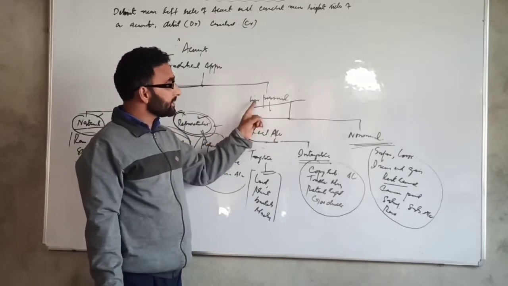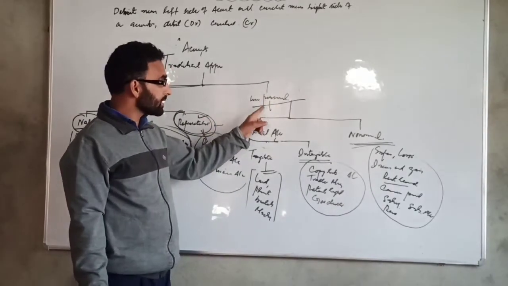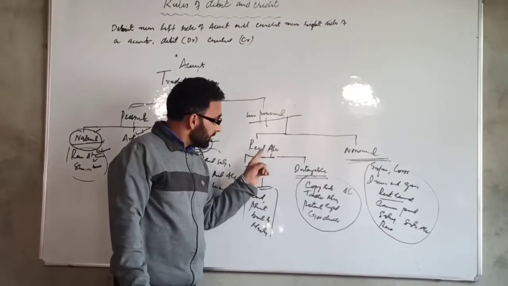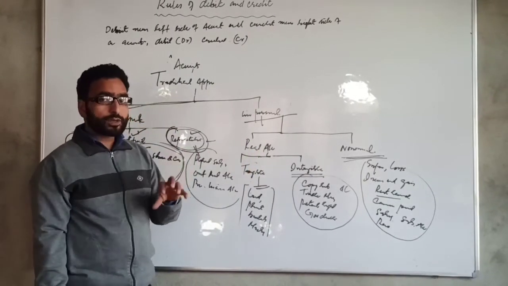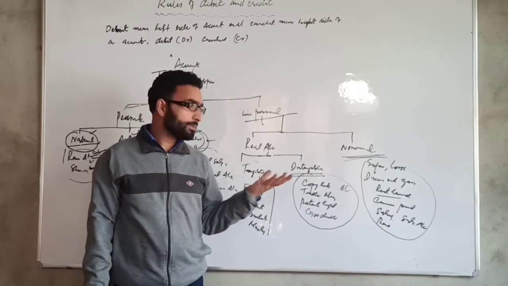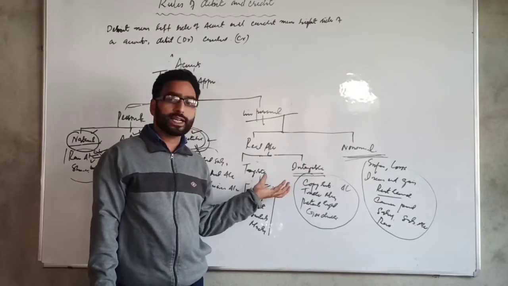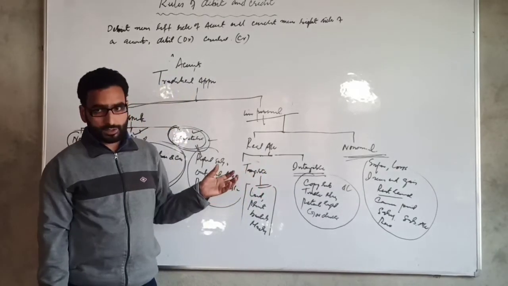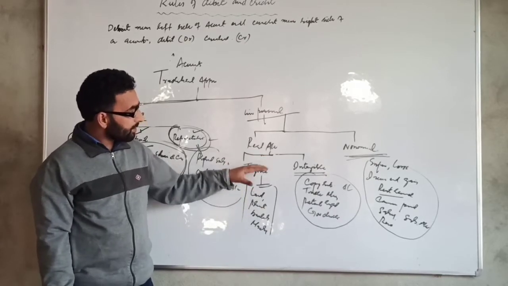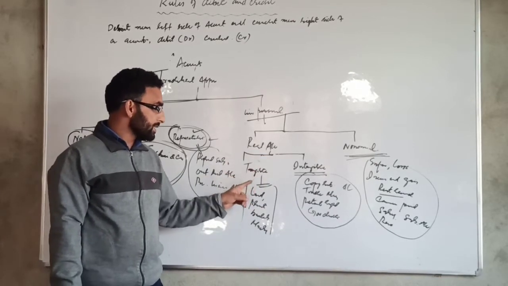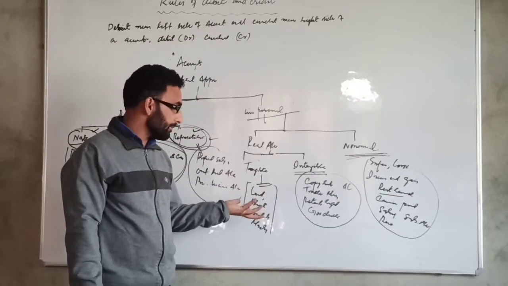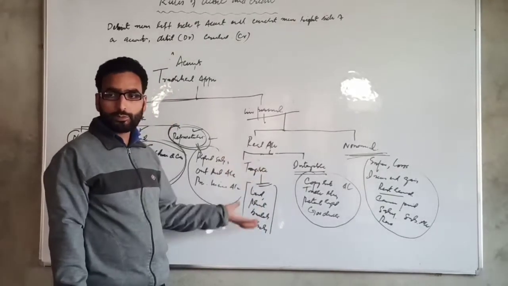And another account is impersonal. Here the impersonal has also two types, real and nominal. I told you, real accounts are those accounts which deal with the properties and possessions of the business. A business has two types of possession, intangible and tangible. Tangible are land, building, plant, machinery, vehicles, etc. These are all tangible possessions, tangible properties.